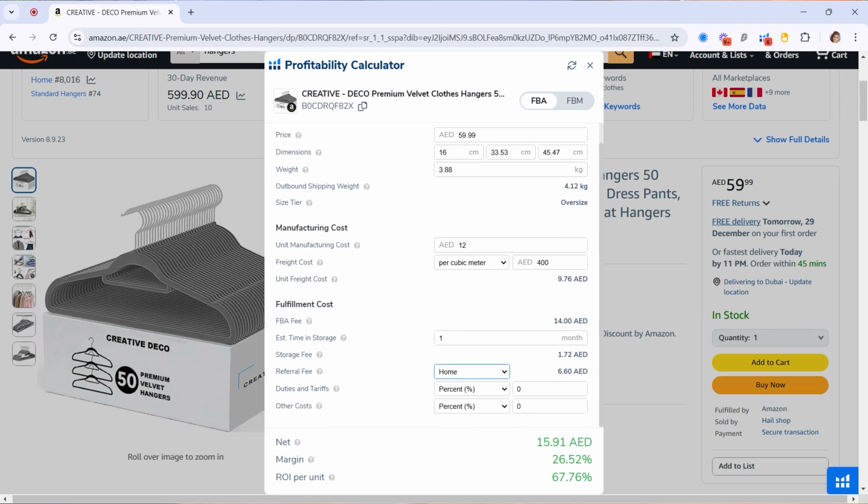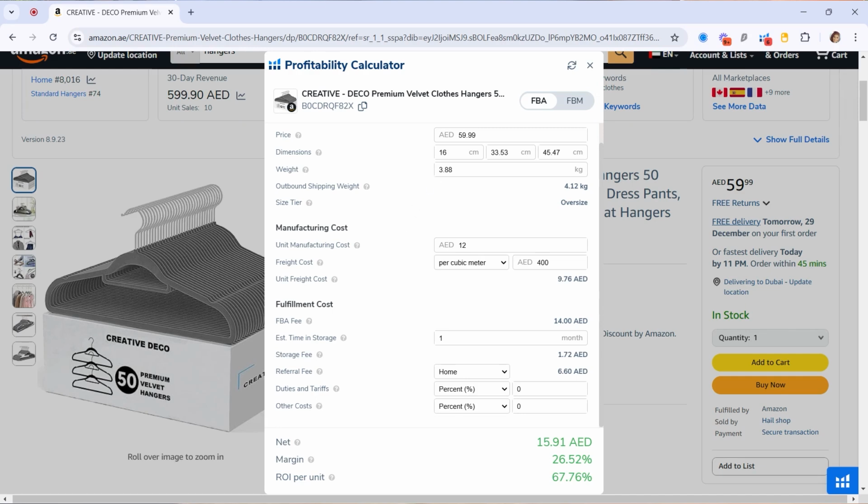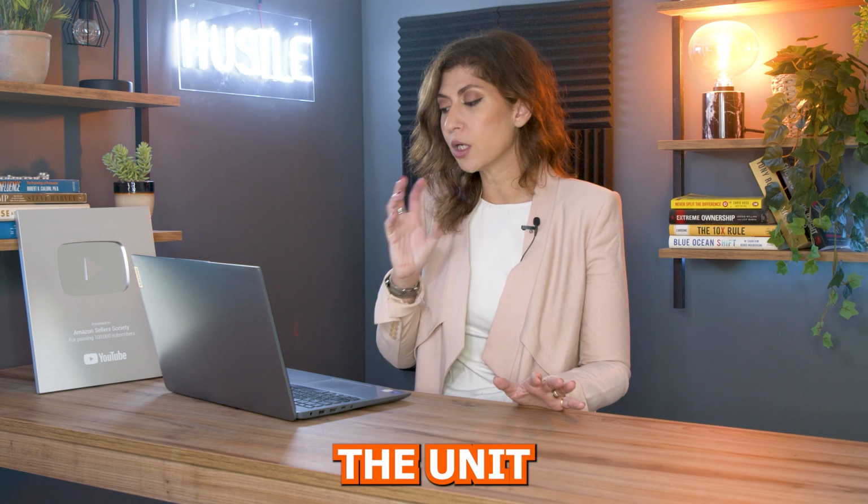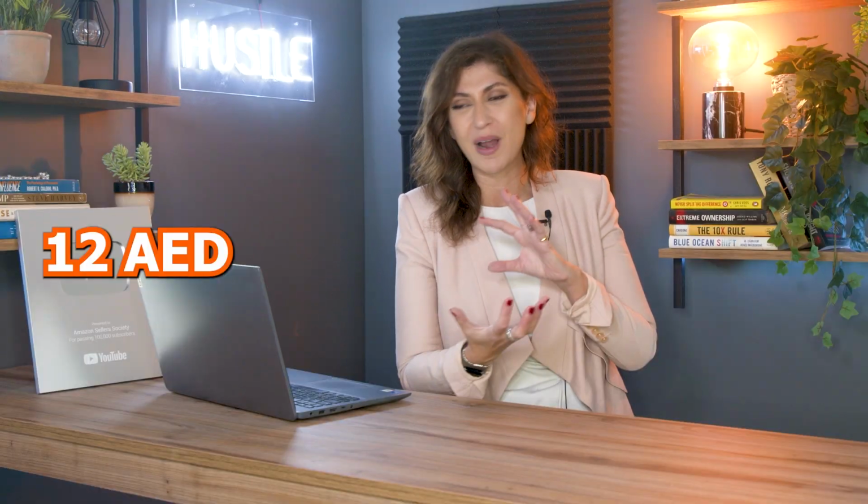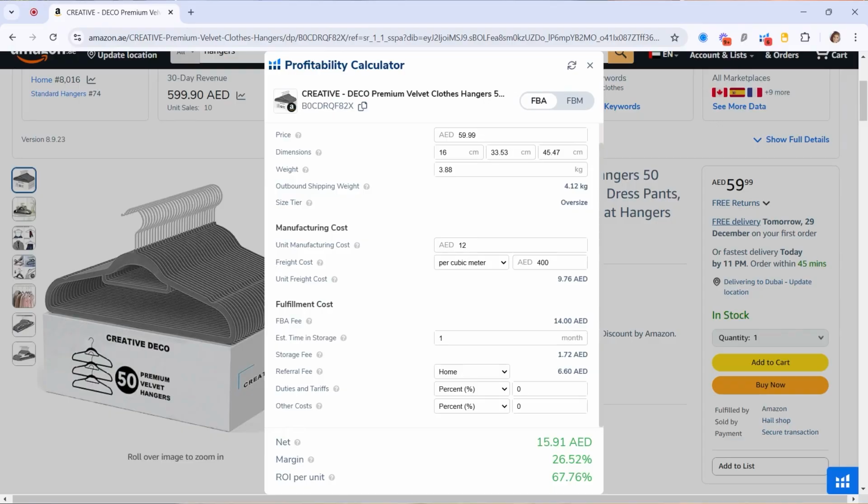Now, here also Helium 10 has suggested a manufacturing price. This is just a suggestion, it's not real, with the freight cost as well. Also, this is just like a general suggestion. It's very important to take the right numbers so that you can understand your profitability, or at least if you're happy with this profit and you are okay with selling the product at 60 dirhams and everything is fine, then now you know how much the unit should cost you at manufacturing. So it's like reverse engineering to understand when you find the manufacturer, the unit should cost you not more than 12 dirhams so that you can attain these types of numbers.